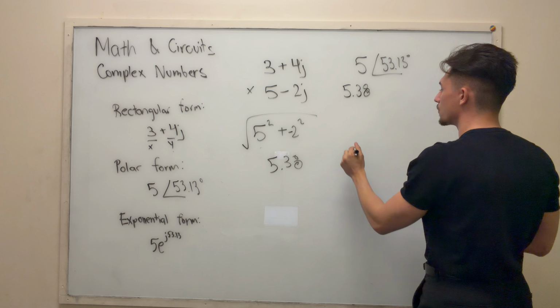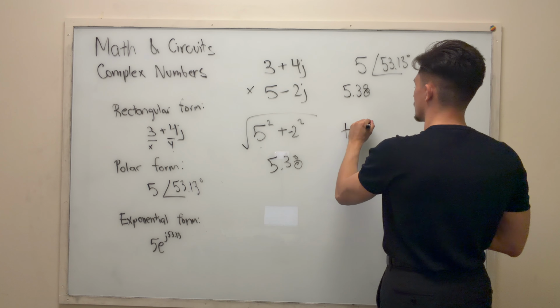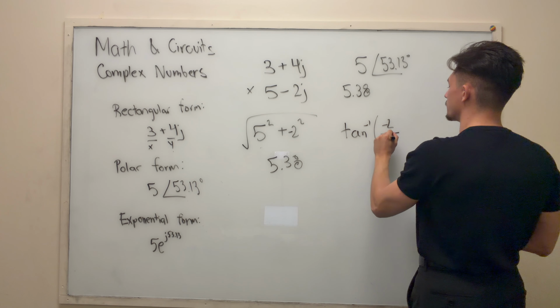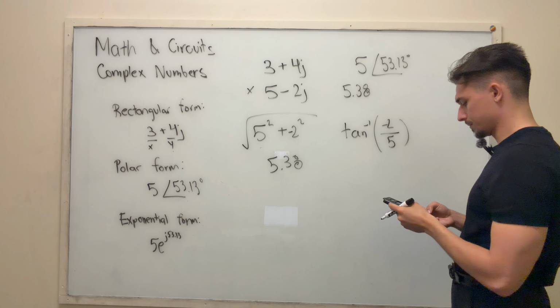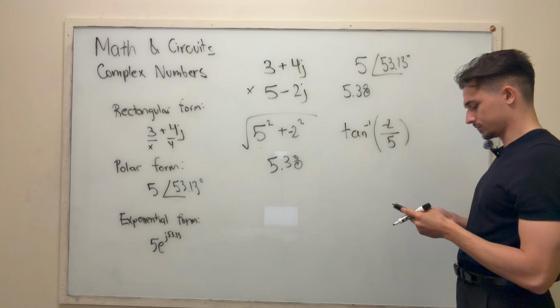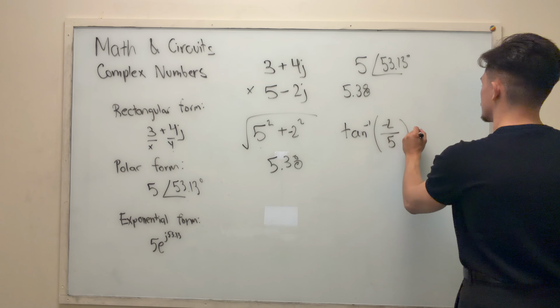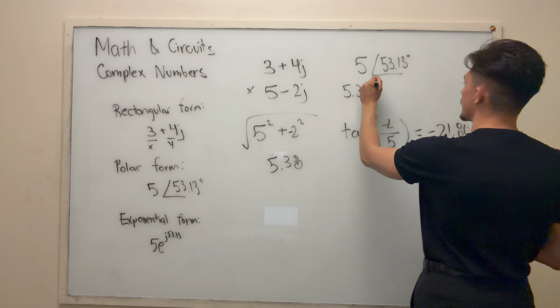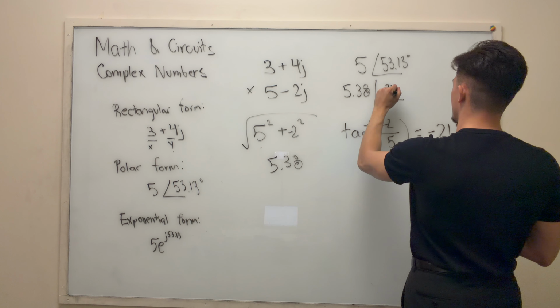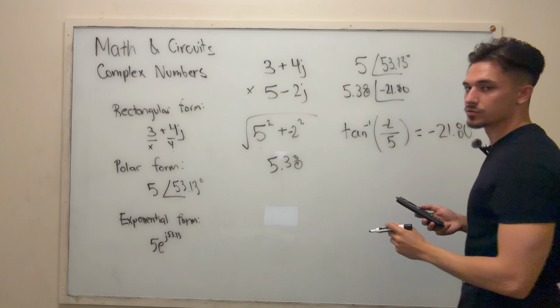And then if we want the angle, we're going to do the inverse tangent of negative 2 over 5. So if you put that in your calculator as well, what you should get is negative 21.80. So now that's your angle, right? Now we're still not done.